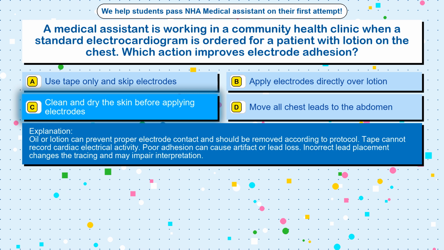Oil or lotion can prevent proper electrode contact and should be removed according to protocol. Tape cannot record cardiac electrical activity. Poor adhesion can cause artifact or lead loss. Incorrect lead placement changes the tracing and may impair interpretation.